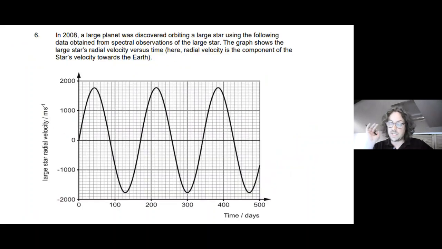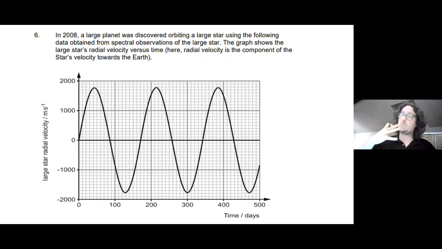In 2008, a large planet was discovered orbiting a large star using the following data obtained from the spectral observation of the large star. The graph shows the large star's radial velocity versus time. Here, radial velocity is the component of the star's velocity towards the Earth. Right. So we've got a graph, we've got a fair bit of information here, and we've got the radial velocity, probably determined using the Doppler effect.